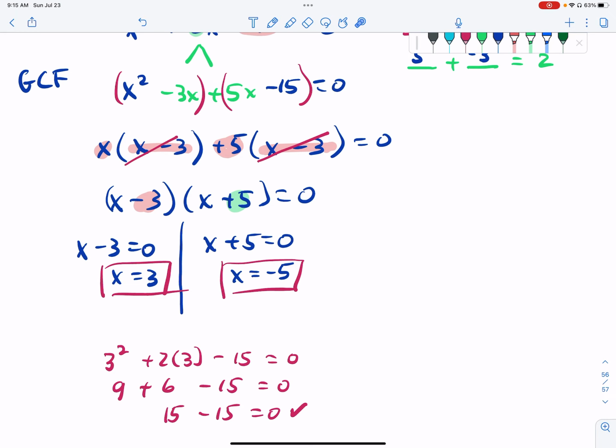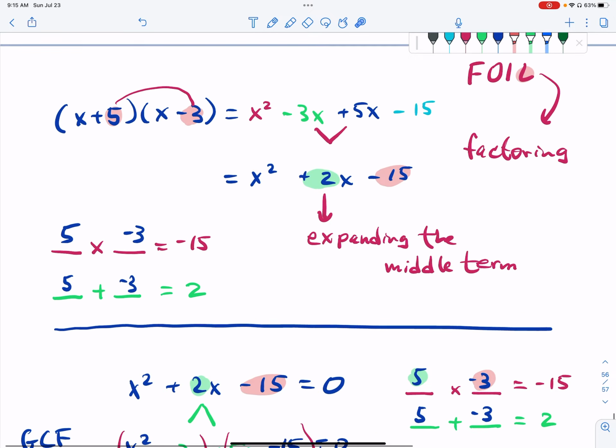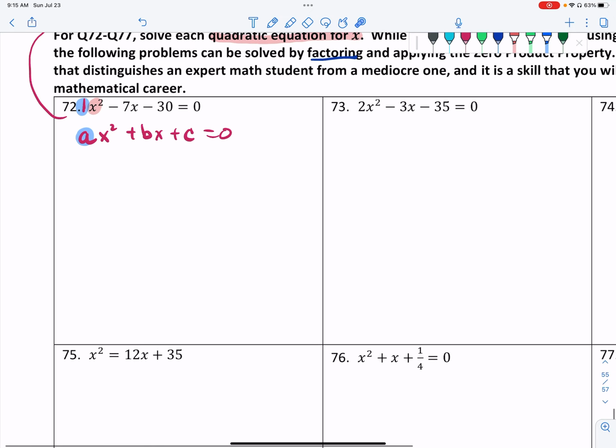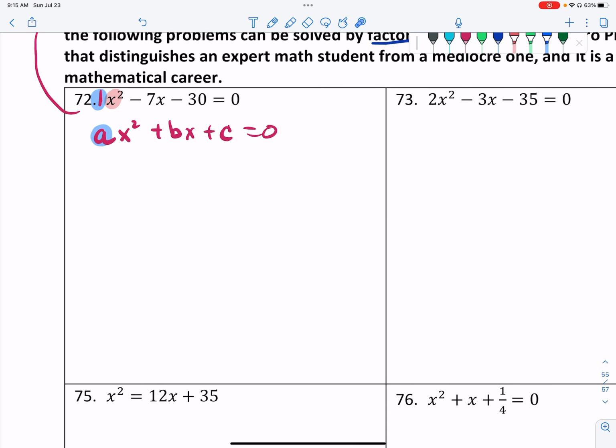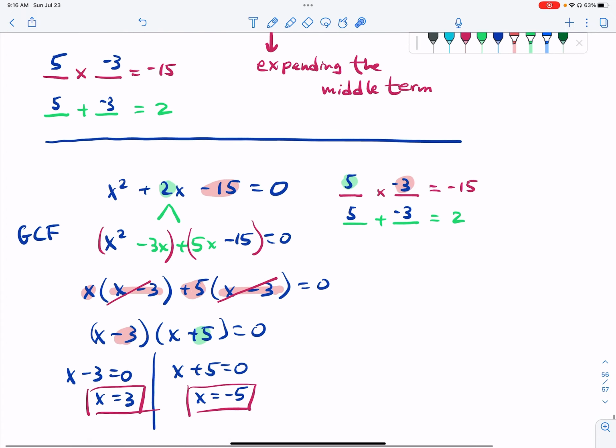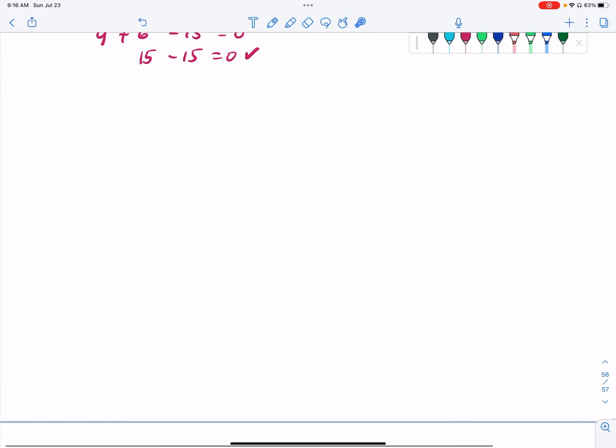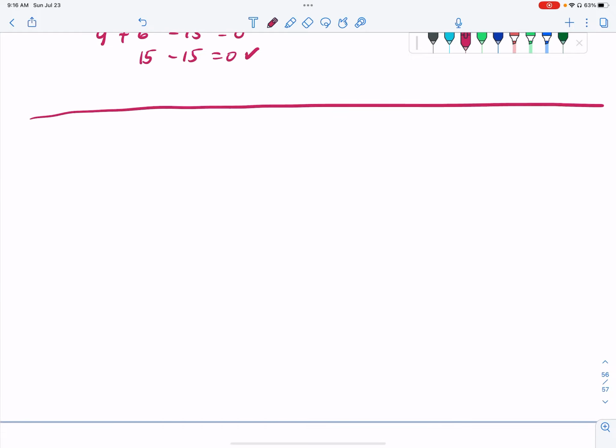All right, so that whole entire process is what I would suggest that you do up here on number 72. Now, if you need it, I'll give you one more example. If you don't, just give number 72 a try. But I'm going to go ahead and give you, from top to bottom, one more example for us to do together. And it goes like this. It's going to be x squared minus 9x plus 14 equals 0.